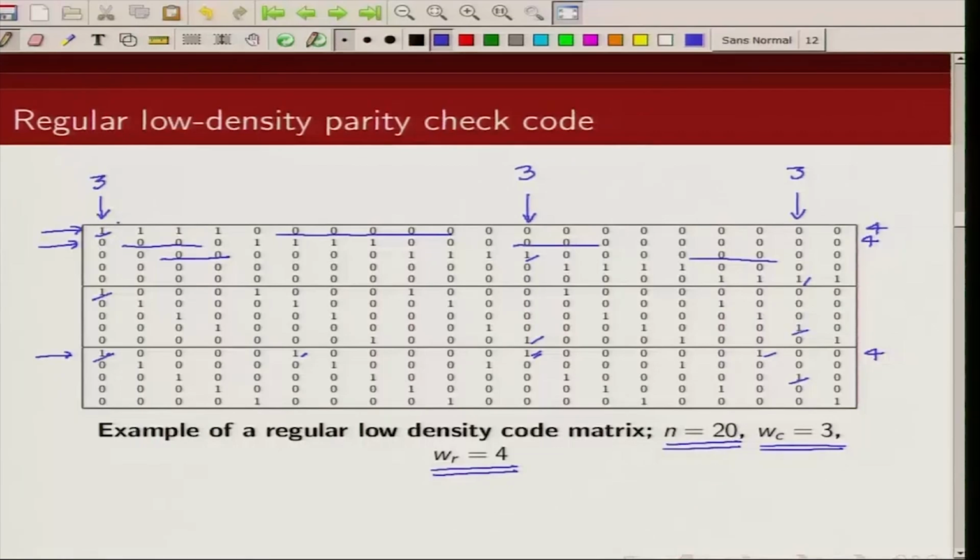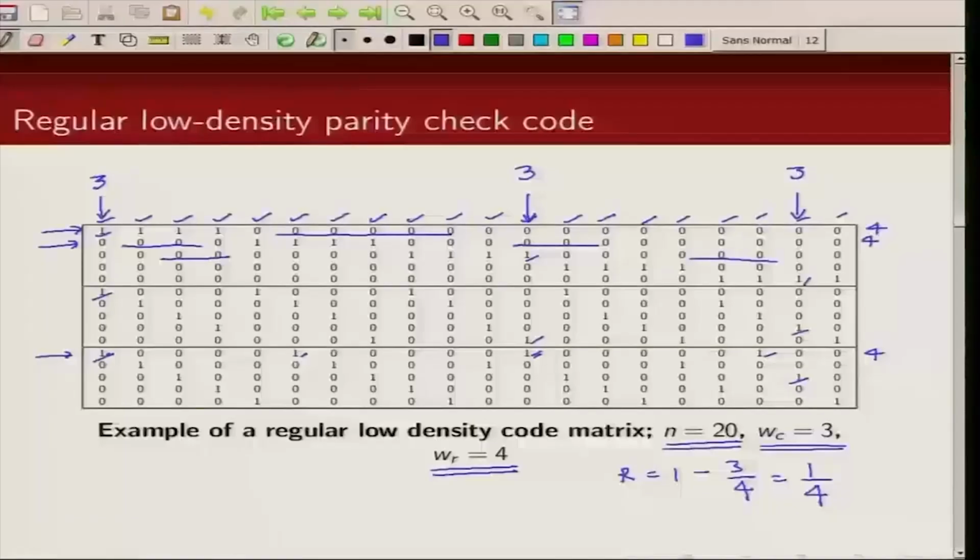You can see there is 1, 2, 3, 4, 5, 6, 7, 8, 9, 10, 11, 12, 13, 14, 15, 16, 17, 18, 19, 20. So, the block size is 20 and this is full rank. So, the rate here is 1 minus 3 by 4, which is a rate 1/4 code. So, this is an example of a low density parity check code. You can see the fraction of ones is much smaller than the number of zeros.